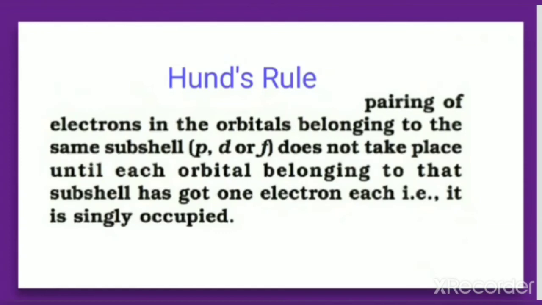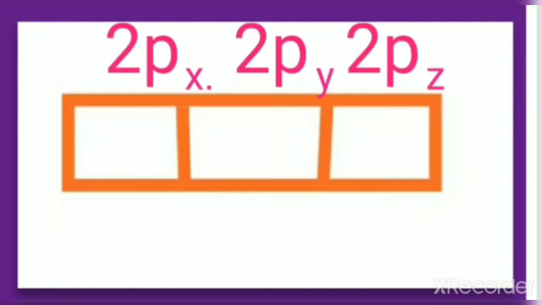This definition will not be clear. Let us take one example, then only you will get clear about this rule. So let us take a 2p subshell. Here the filling of electrons takes place in this way. Look at here how I am doing.